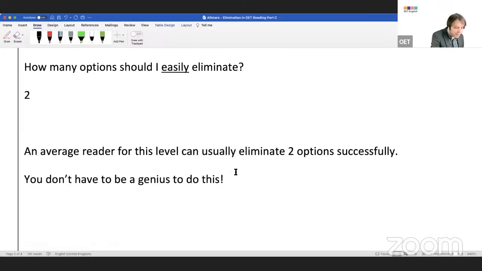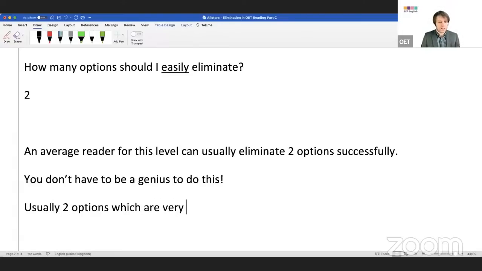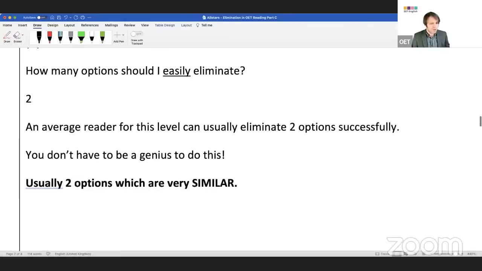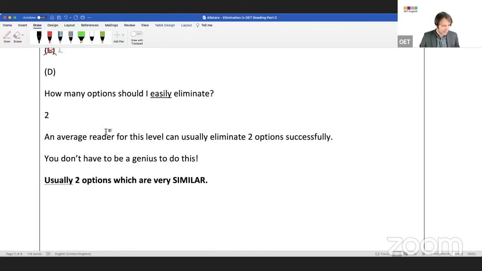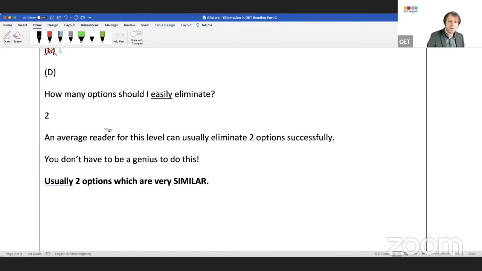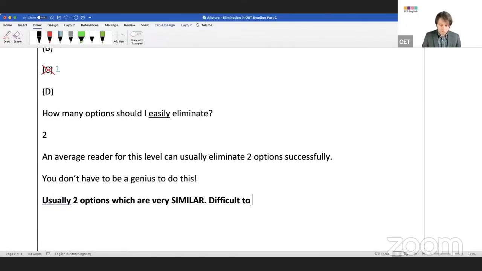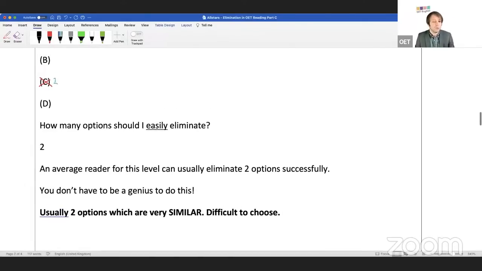But I think one of you said 3. So Rajni, some people said 3. Lisa, you said 3. Ivy, you said 3. I would say no. There are usually 2 options which are very similar. Don't you agree? I'm sure anyone here who's studied OET for a long time, who knows what they're talking about, is probably going to agree with me. It's very difficult sometimes to choose, but usually we can eliminate two.